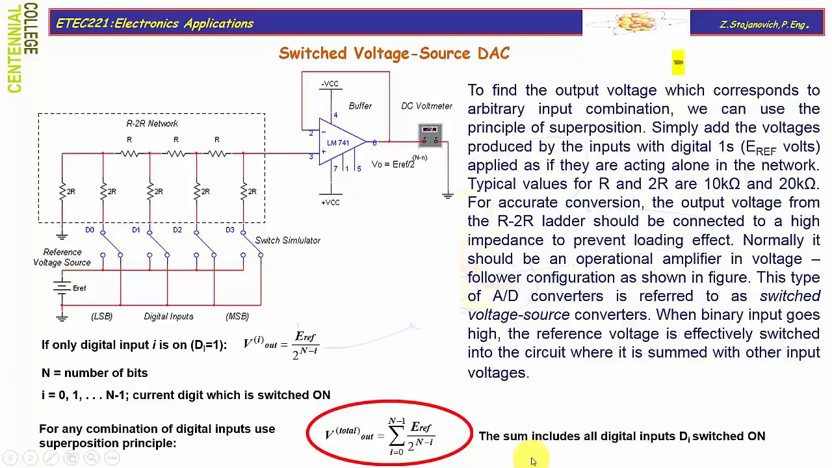For any combination of digital inputs, we can use the superposition principle, as already stated here, and find the total output voltage, which is the sum for all I from 0 to n minus 1. That means that the sum includes all digital inputs DI switched on. The digital inputs that are switched off will not contribute to the output voltage.